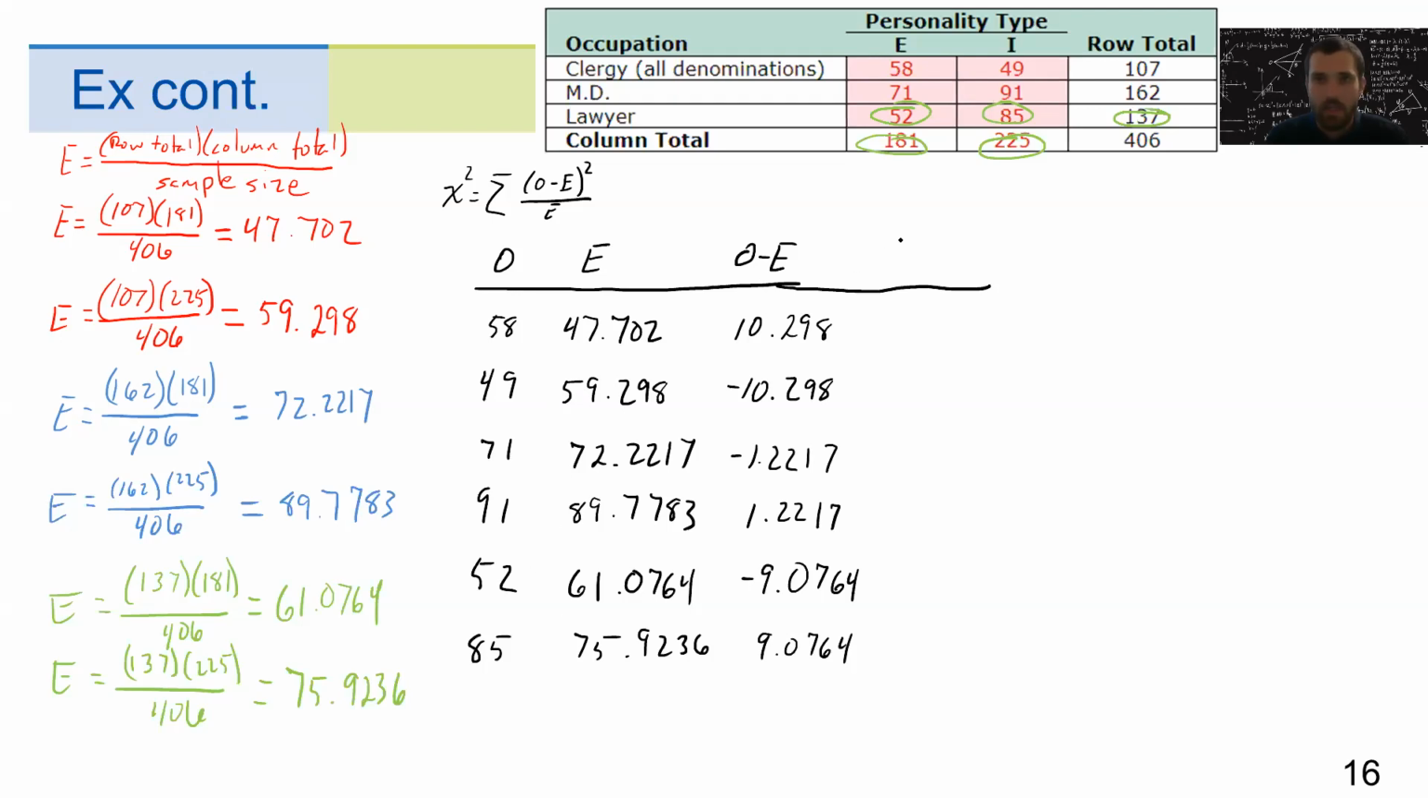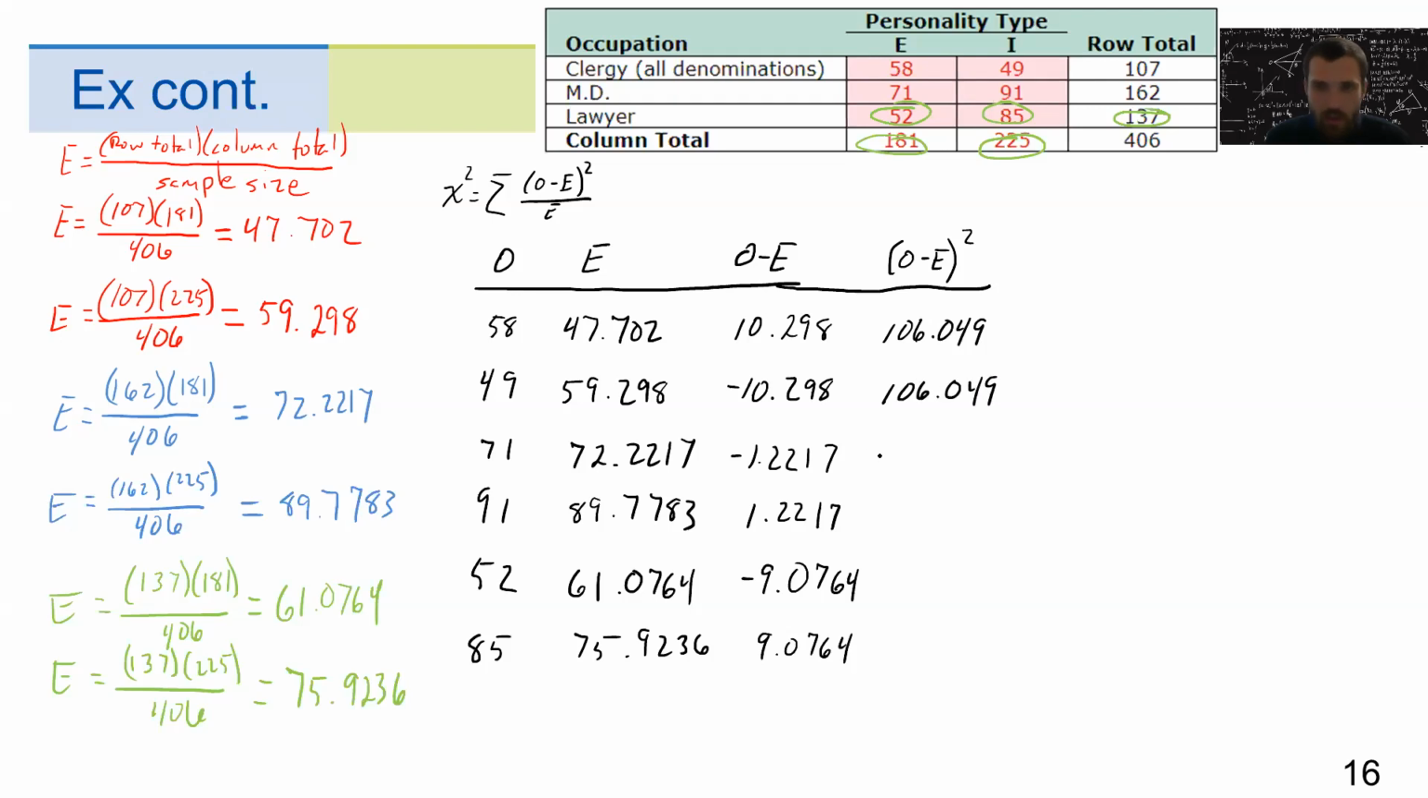Now my next column is O minus E squared, okay? The reason I'm moving this way is because my chi-squared sample test statistic is the summation of O minus E squared divided by E. So what I've been doing is getting each little piece. Here I'm getting the numerator of my fraction. I'm just taking 10.298 and squaring it. I took my calculator, squared 10.298, and got 106.049, okay? And this one's going to be the same, since it's just negative.